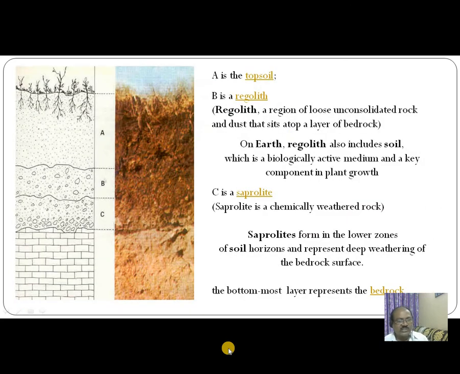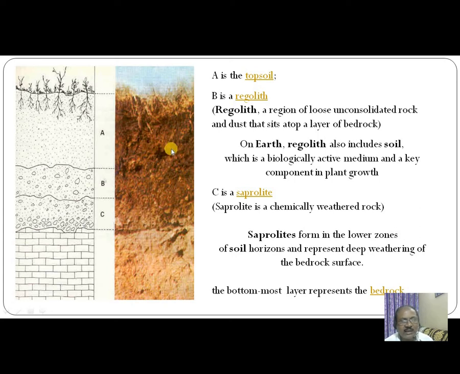If we see the section, here A is the topsoil, B is the regolith, C is saprolite, and of course the bottom is the bedrock. A is the topsoil, this is the diagram, this is the field picture, and B is the regolith, which can be seen here. This is called regolith.